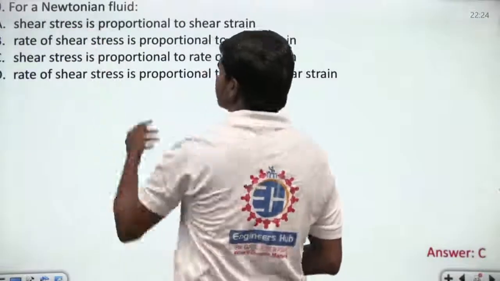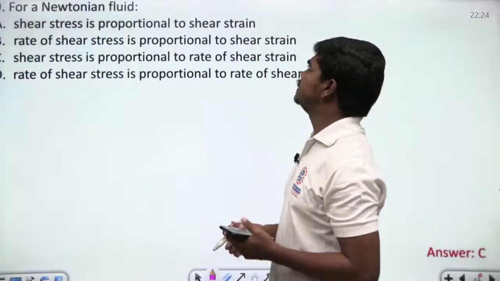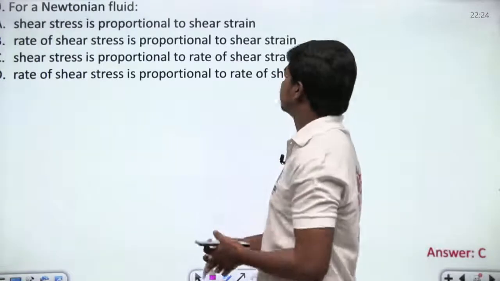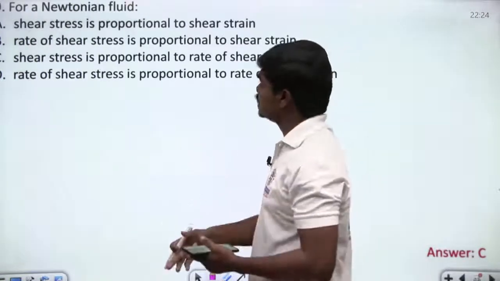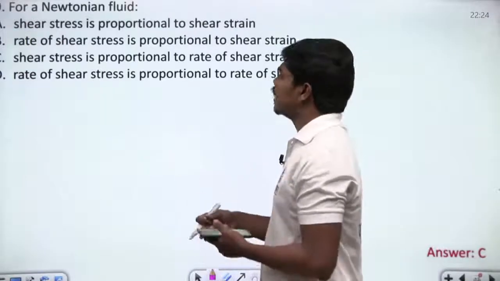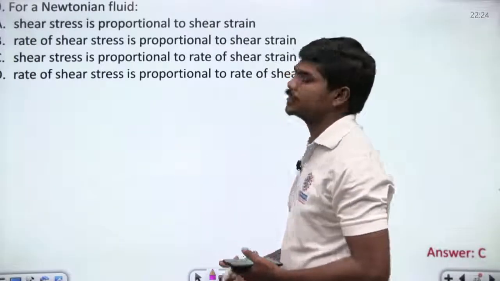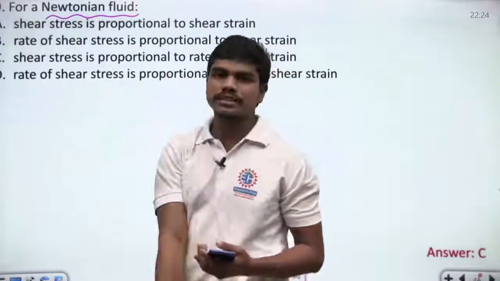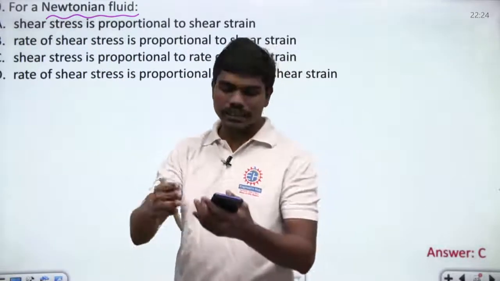Okay, there is some theoretical question. For a Newtonian fluid, shear stress is proportional to shear strain. Rate of shear stress is proportional to shear strain. Shear stress is proportional to rate of shear strain, and rate of shear stress is proportional to rate of shear strain. What does Newton's law of viscosity tell us for a Newtonian fluid? What is a Newtonian fluid? Basically, any fluid which obeys or satisfies.